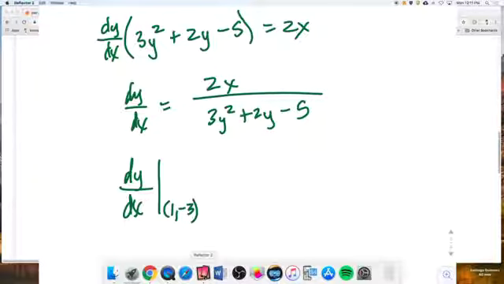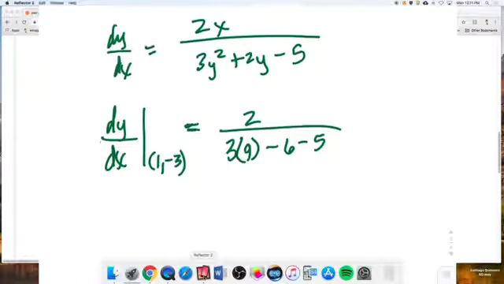You just write it down there at the bottom. You might see in some textbooks x equals 1 and y equals negative 3, but you could do it like that as an ordered pair. That means you're plugging it in. Now you've got to make sure you're plugging in the right number for the right variable. The x is 1, so we get 2 times 1, and the y is negative 3, so that becomes 3 times 9 minus 6 minus 5.